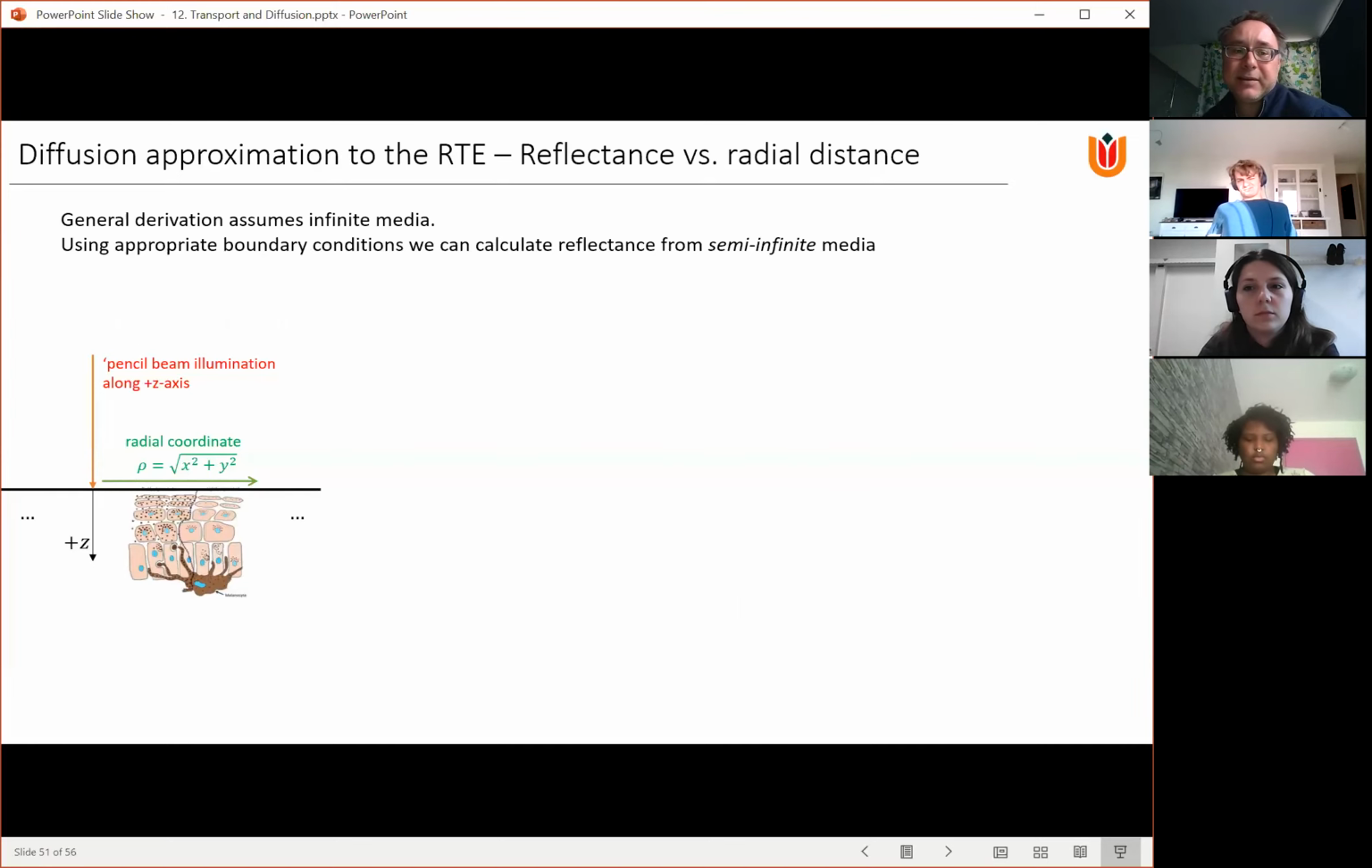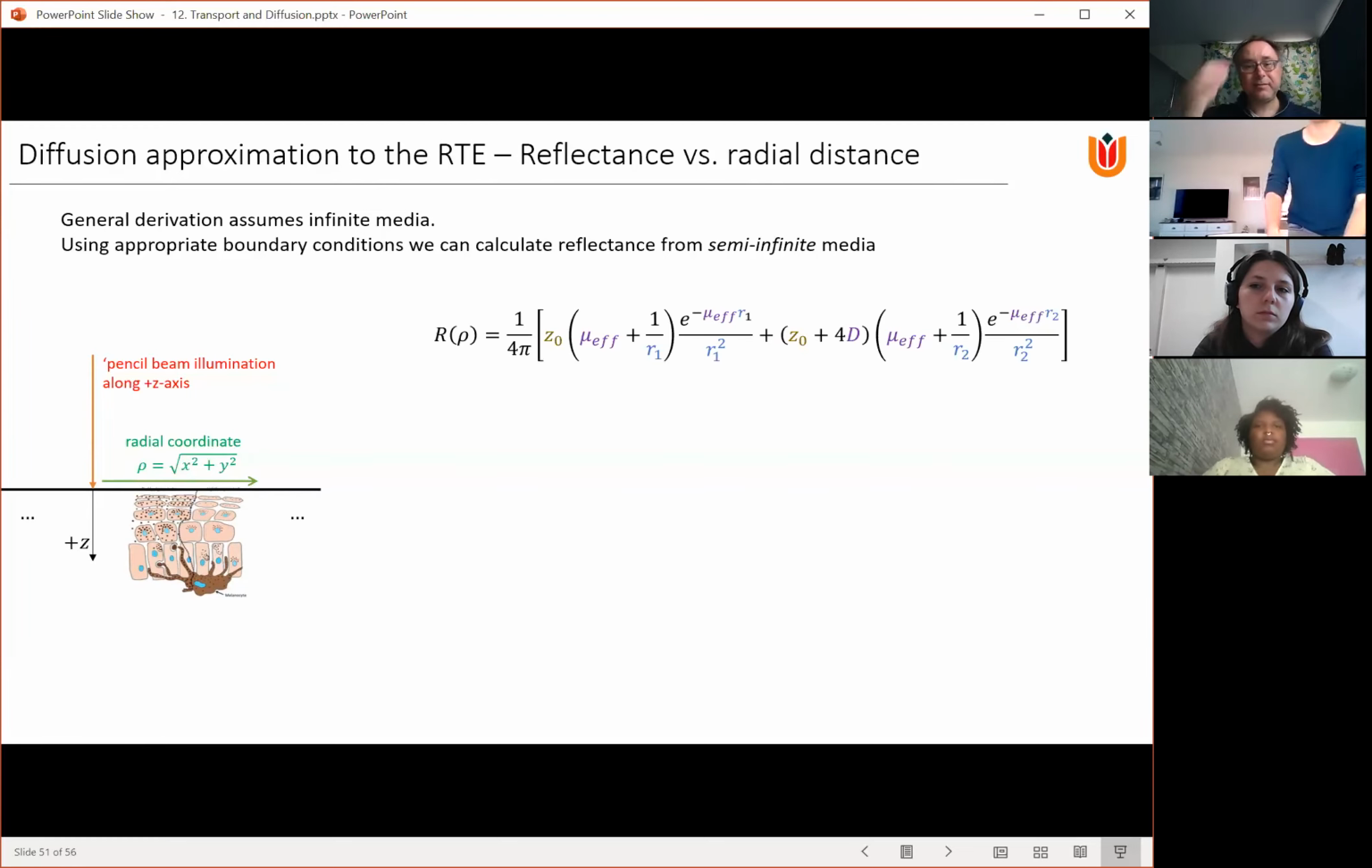Now, using that, you can calculate the reflected light from the tissue as a function of radial coordinates. So that is the distance from the point where light enters to some radial point along the surface. And the equation for that, I'm not going to do the derivation, I'm just going to show you the equation, looks like this.